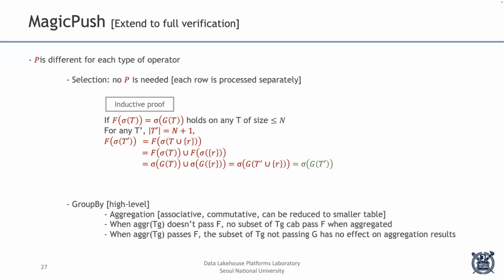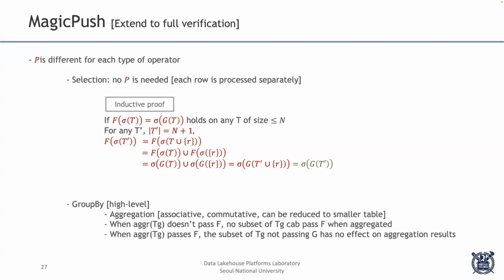In that case, any verification on a table of size n can be executed on, or so can be correct for any table of size n plus 1, which makes it correct for any table of any size. So moving a little bit to aggregation, with aggregation, it's a little bit more complicated.